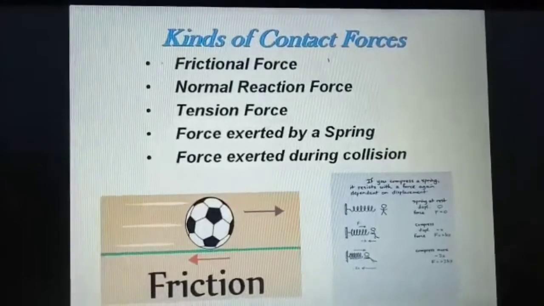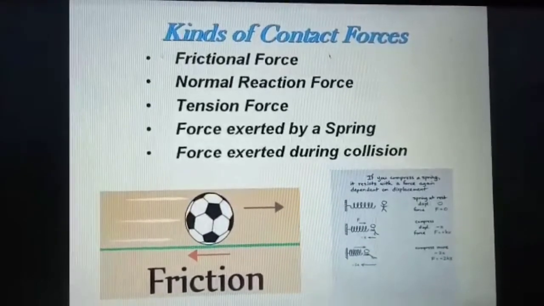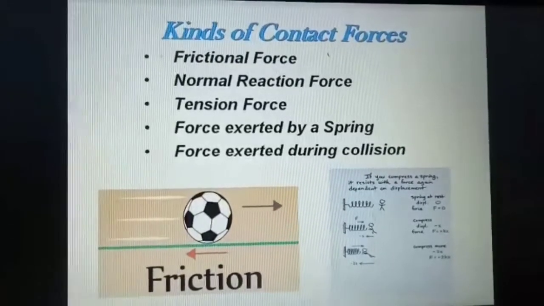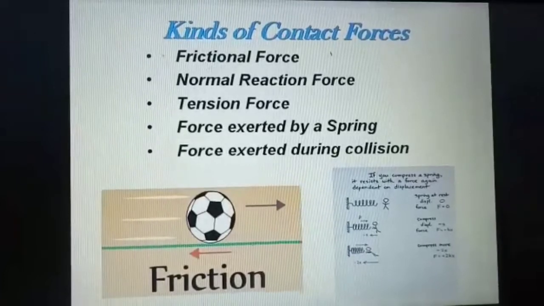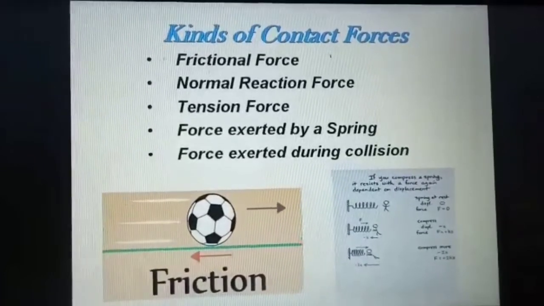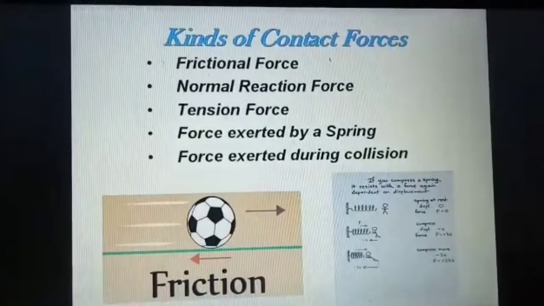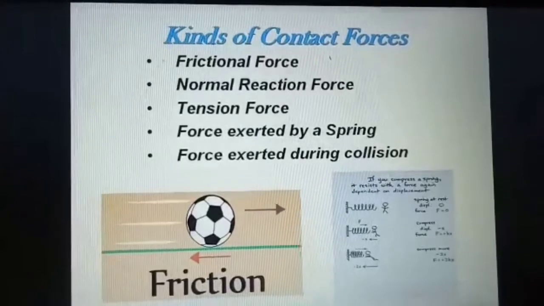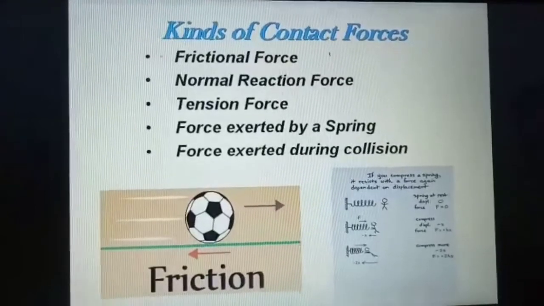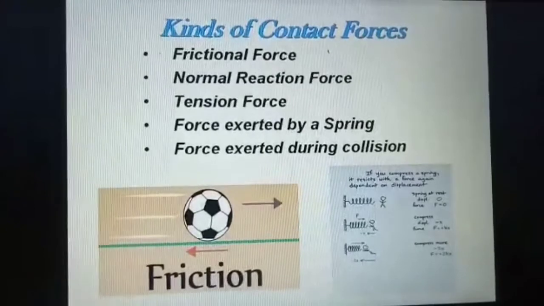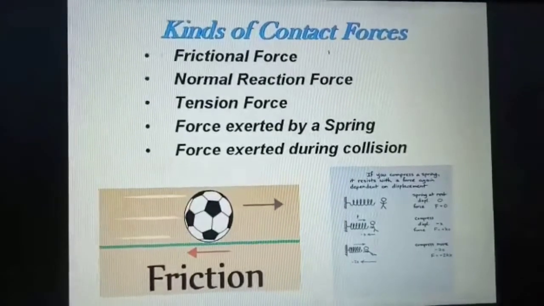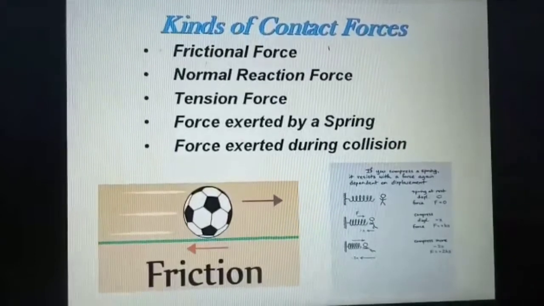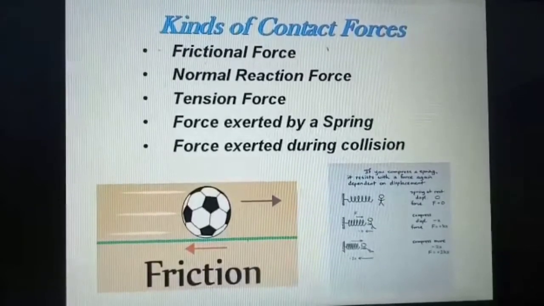Next, force by a spring. Consider a spring with one end kept fixed. If its other end is either stretched or compressed, the spring exerts a force opposite to the direction of displacement of its free end. The magnitude of this force is directly proportional to the magnitude of displacement, that is, its elongation or compression. This force is called restoring force. A spring balance works on this principle.